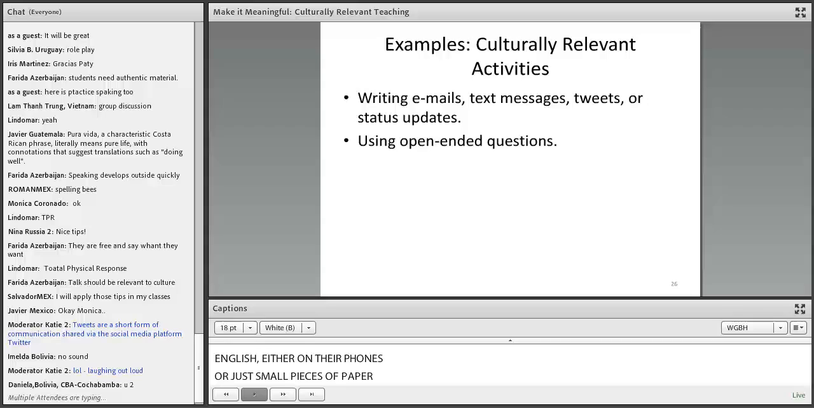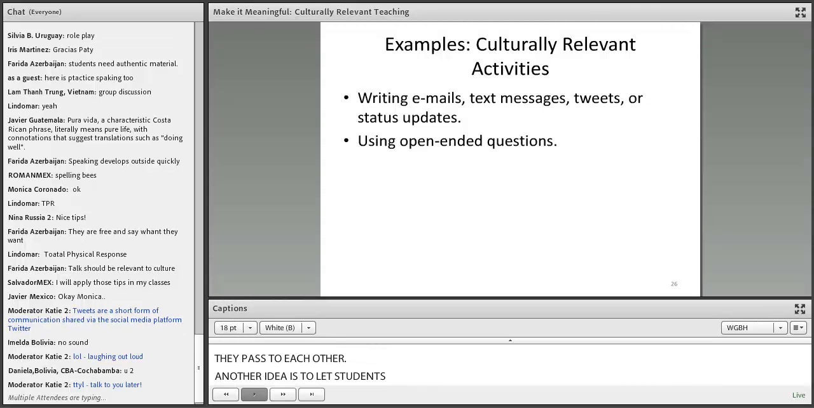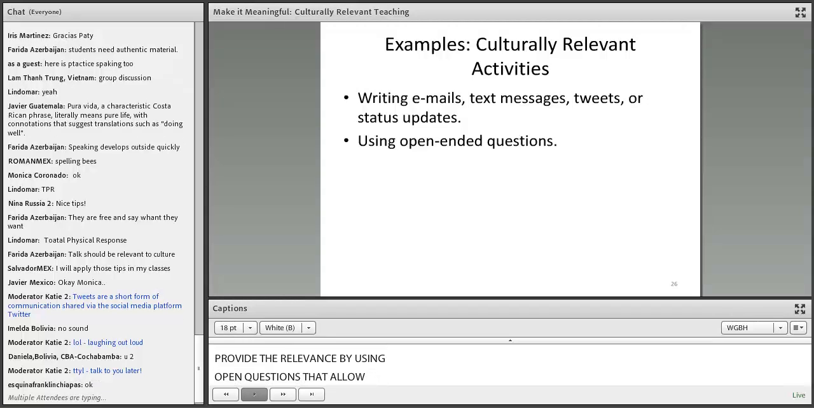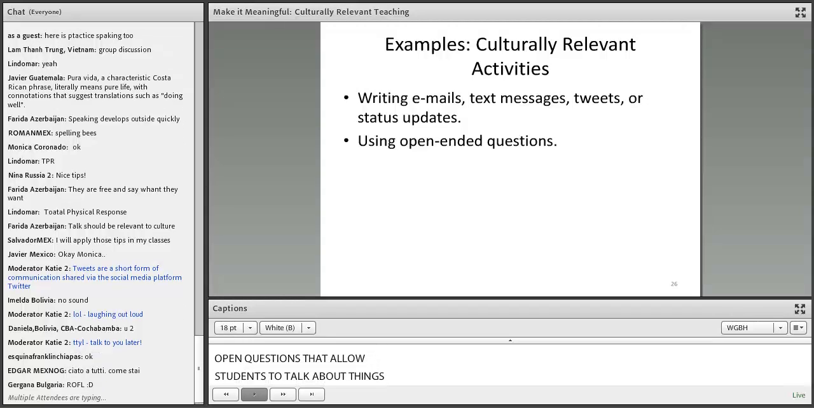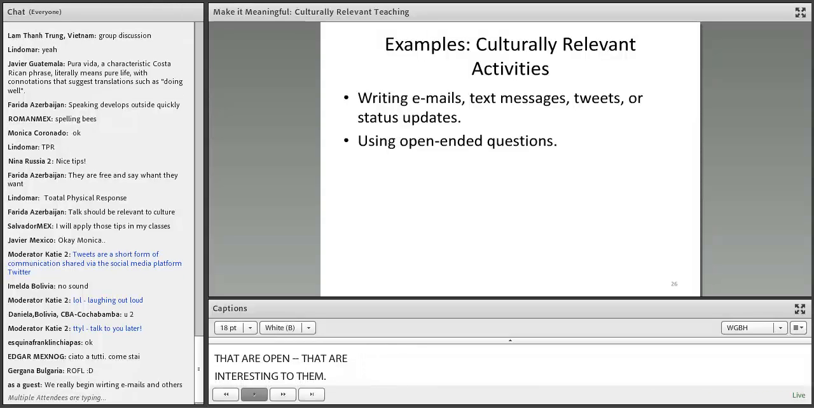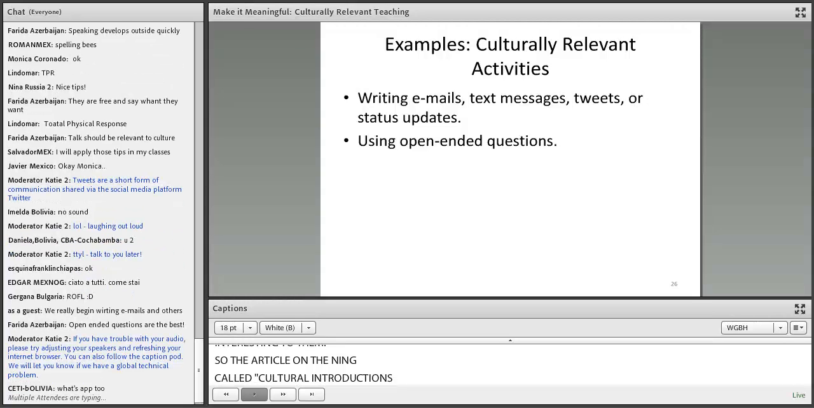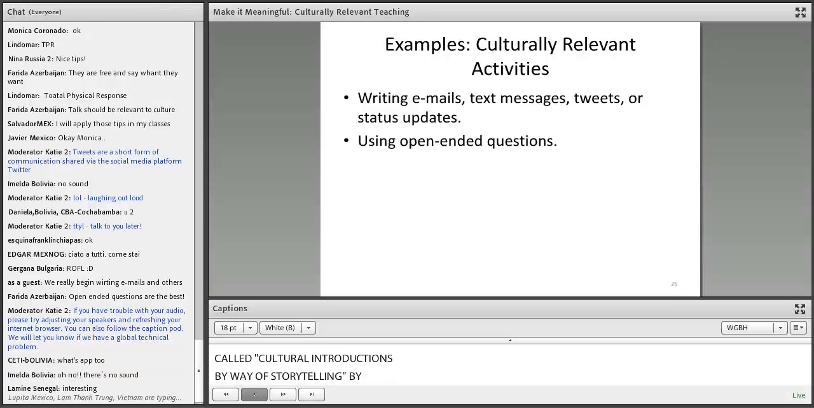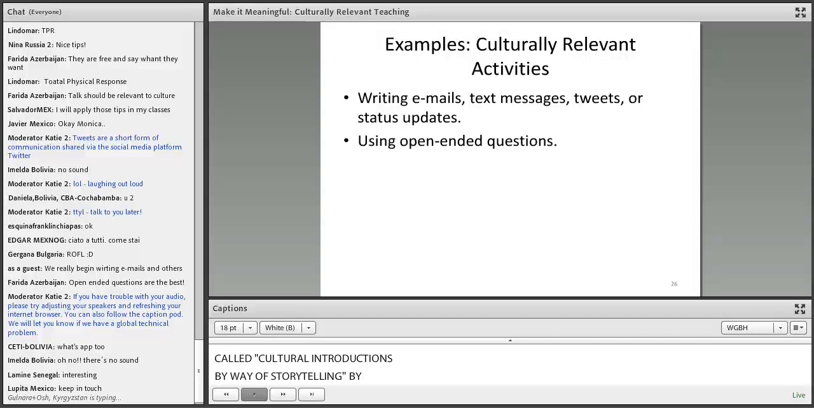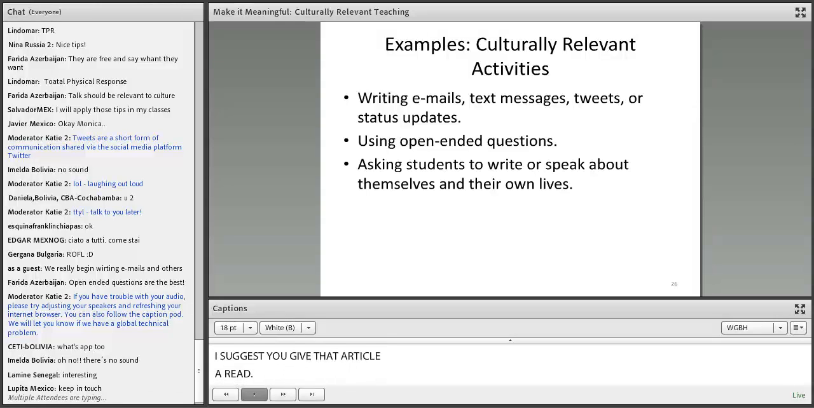Another idea is to let students provide the relevance by using open questions that allow students to talk about things that are open to them or that are interesting to them. So the article on the Ning called Cultural Introductions by Way of Storytelling by Matthew Jellick is a great example of how you could do this. I suggest that you give that article a read. Matthew gives his students stories that they complete about their own lives, and it sounds like his students really enjoy the activity.